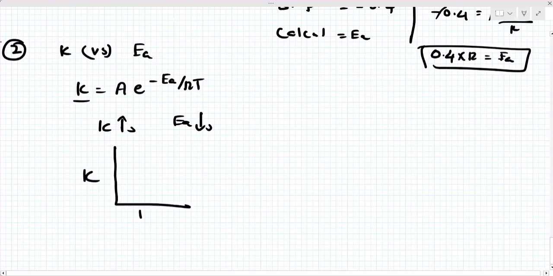This is k. We say it exponentially increases. Depending on the exponential value, k increases the rate of reaction. This is a very, very important one. Please note.